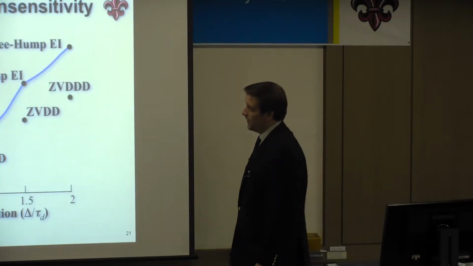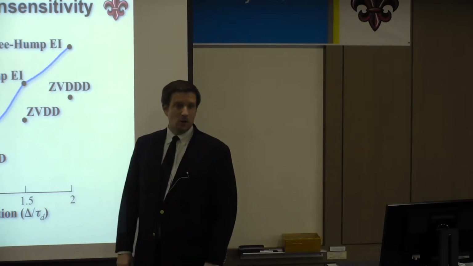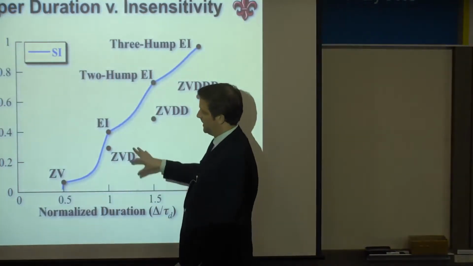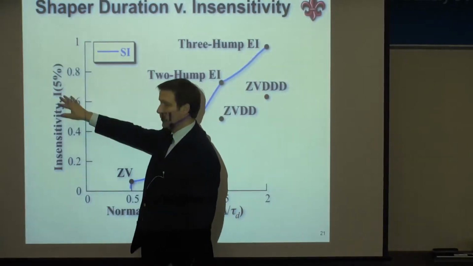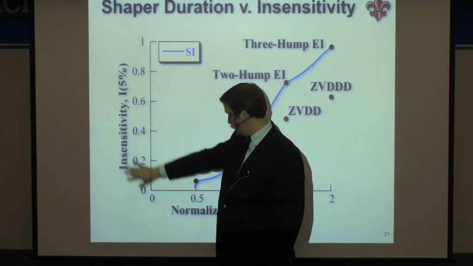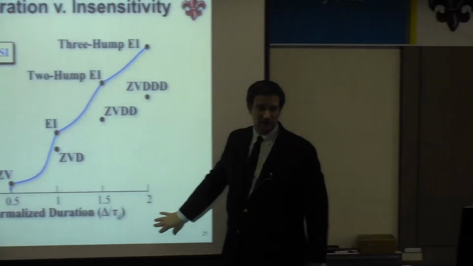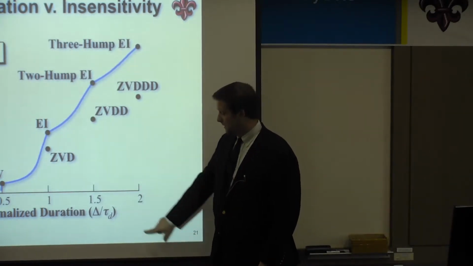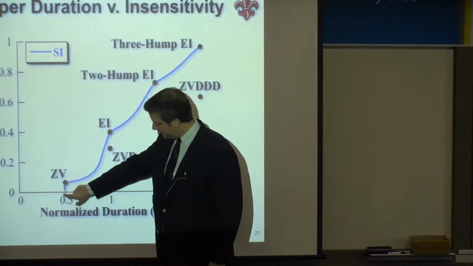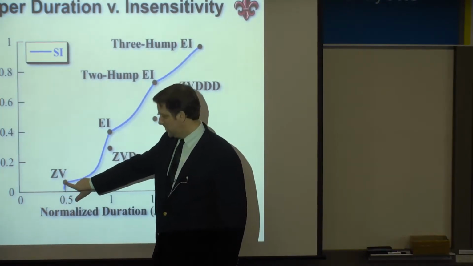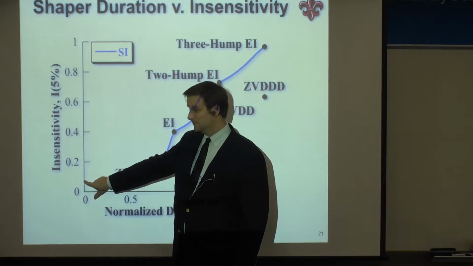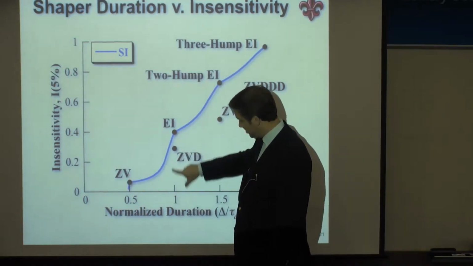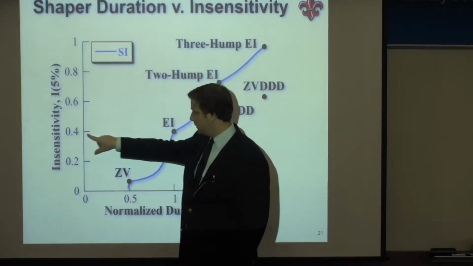We can also look at this trade-off. I mentioned the more insensitivity you want, the longer the shaper duration. So the axes of this should probably be flipped, but this is how we do it. The vertical axis is the width of that curve, the insensitivity, and the horizontal axis is the duration. Here we're just normalizing by the damped period. So we saw so far a ZV shaper is 1/2 a period long, and we got 0.06 of insensitivity. We saw the EI shaper is about one period long, and we have about 0.4 insensitivity.